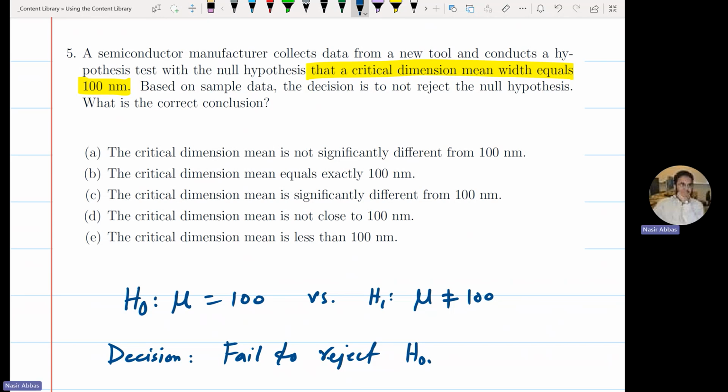That means you will go with H naught, right? Now, what are the two options that correspond to H naught? This one and this one. These are corresponding to H naught. Which one is true? A. Why not B? You never 100% sure that it is exactly 100. Maybe it is 100.00007. Right? So you will say it is not significantly different from 100. You will never say it is 100.